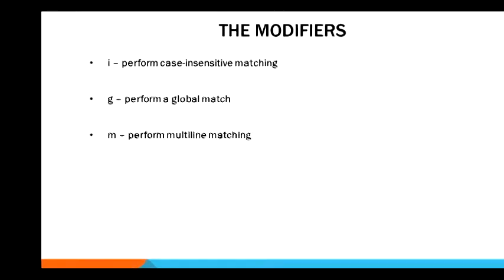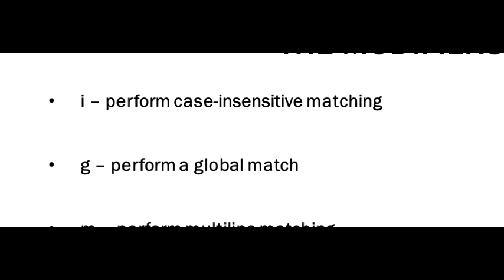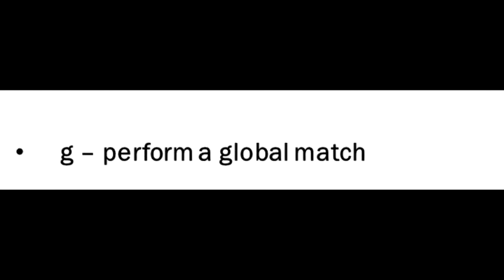Modifiers. The modifier can be used to perform case-insensitive and more global searches. The i modifier performs case-insensitive matching. The g modifier performs a global match, in which it finds all matches instead of stopping right after the first match. The m modifier performs multi-line matching.